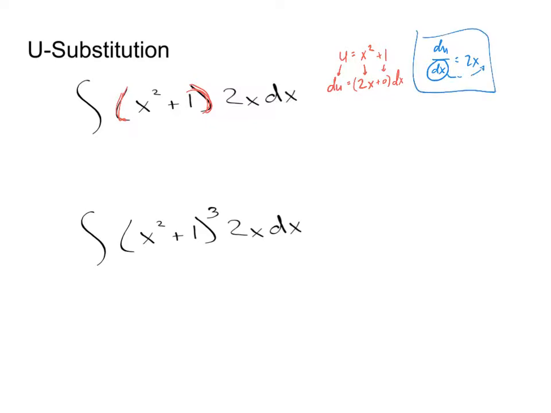I don't write it this way every time. This is the way I show it. Okay, so du is equal to 2x dx.